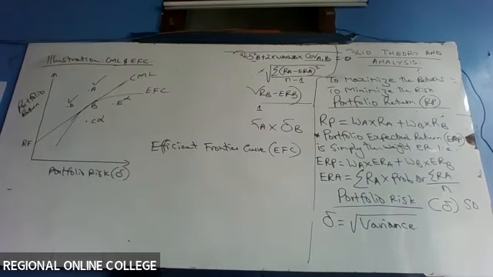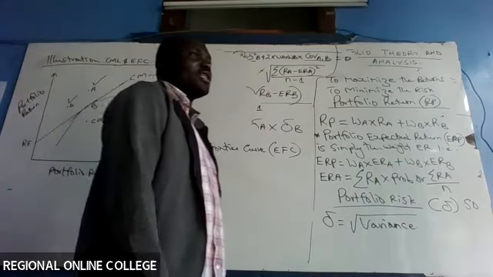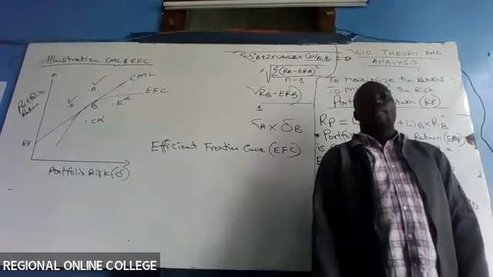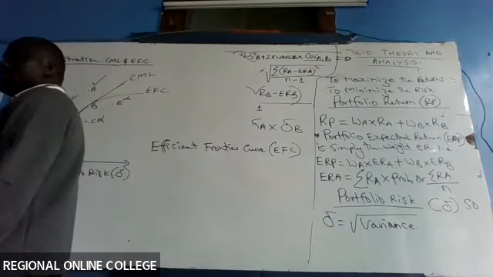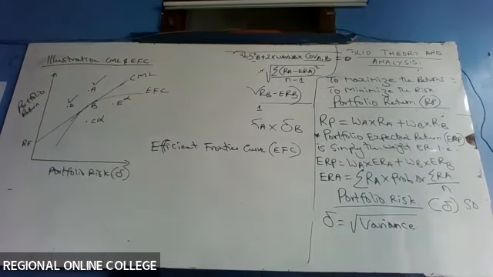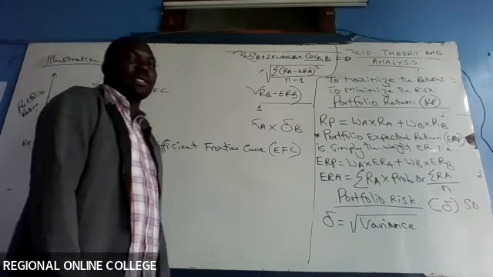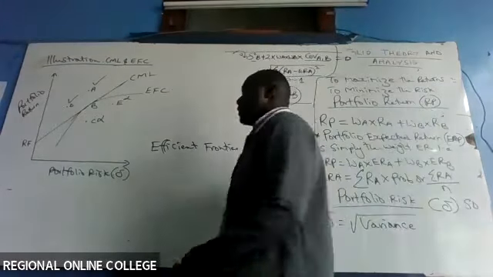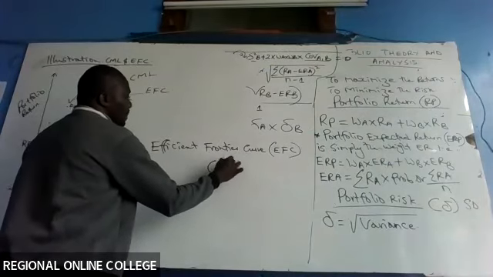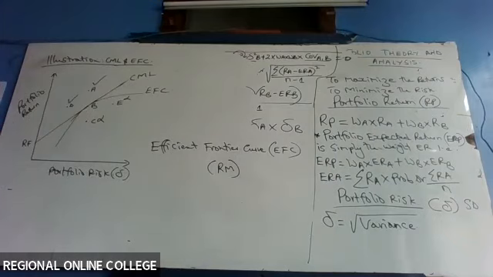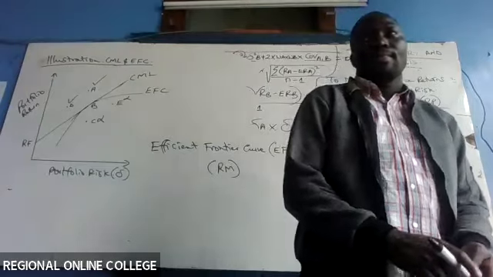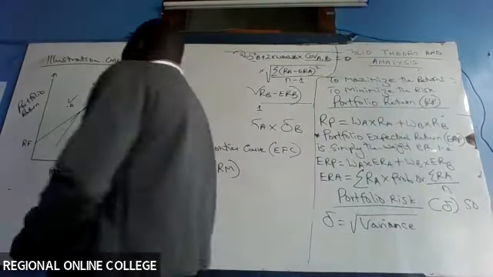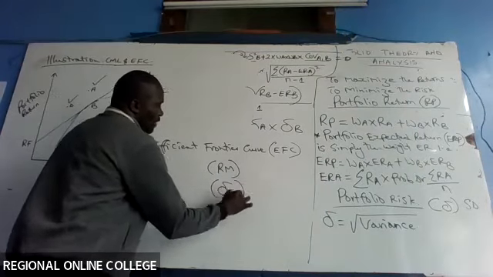Portfolio B is an efficient stock market portfolio. Hence, its expected return represents the return on the market, in brackets RM, and its risk represents the standard deviation of the market, in brackets, standard deviation of the market.